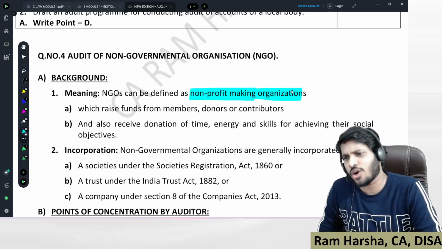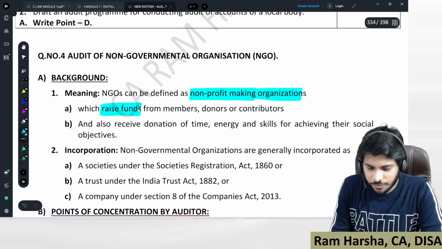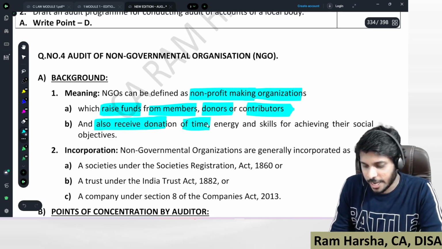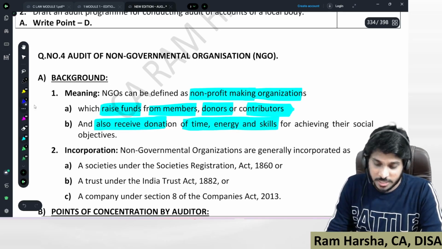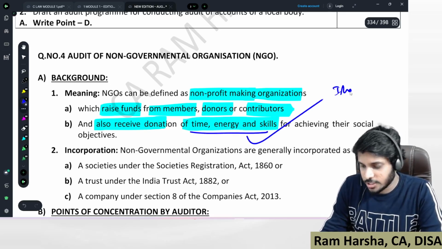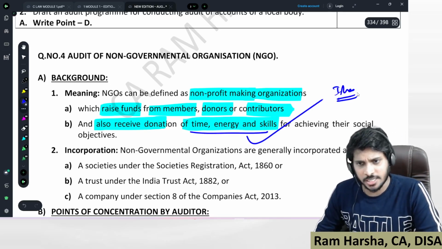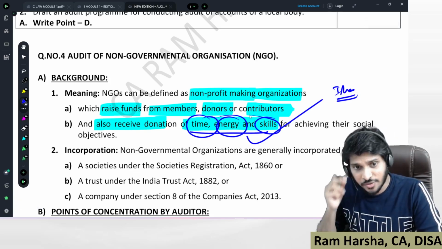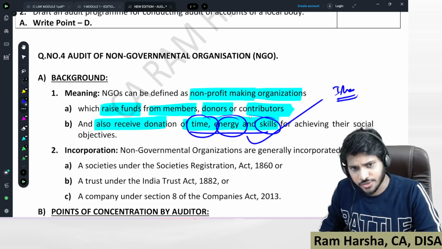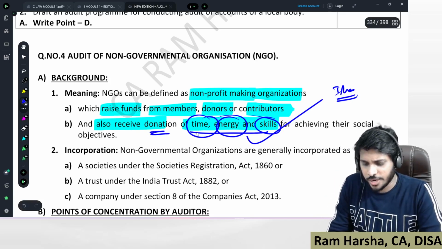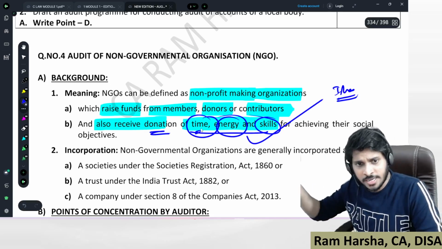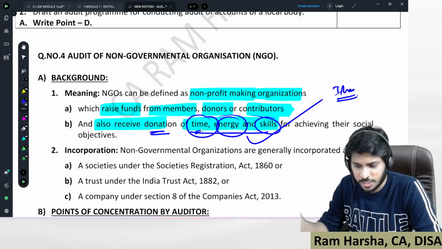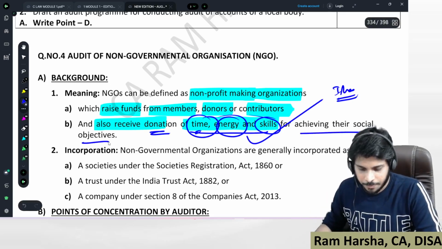It is working not for profit, and it raises funds from members, donors, contributors, and also receives donation of time, energy, skills. Suppose Isha Foundation. They don't ask for your donation, they ask for your time, your energy, your skill set, volunteers. Isha Foundation is mostly run by volunteers. So there people are giving donation in the form of time. Suppose I'm going there and spending two days, I'm spending my time and energy. That's my donation, non-monetary donation, for achieving social objectives.